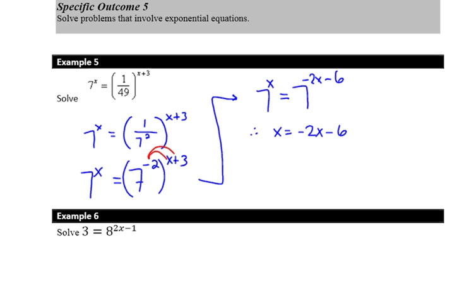So now solve for x here. Okay, so what's your first step? Plus 2x. So we get 3x equals negative 6. Therefore, x is negative 2. And then you could check your answer from there.